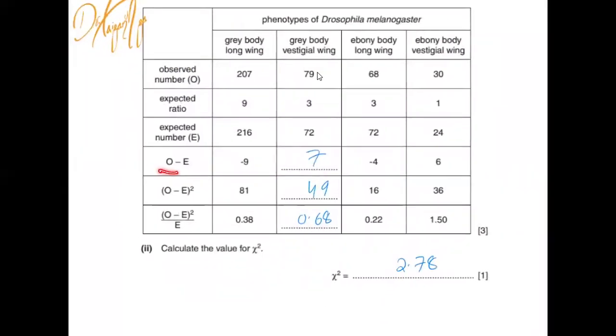Then we calculate O minus E, where this is O and this is E. So you'll do 79 minus 72, and the answer will come here. Once the answer is here, the next thing is we square it, so this is 7 squared. The last is (O minus E) squared over E. The squared answer, 49, I'll divide by E. My value of E in this case was 216, so I use my value of E and I have my answer here.